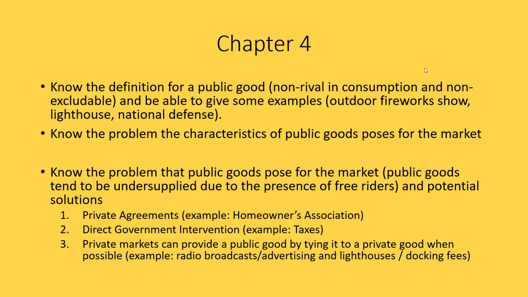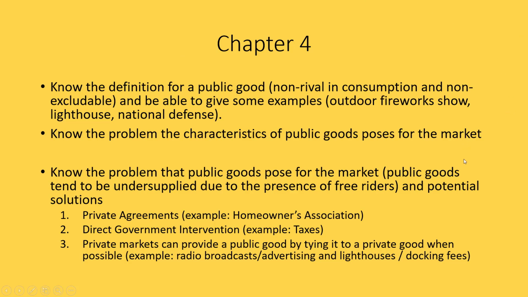Lighthouses are another example of a public good, right? They're non-rival consumption and non-excludable. So how do we make sure that there are lighthouses out there and that the lights are always working? Well, if you use that lighthouse to guide your boat into the dock, you have to pay a docking fee, and that docking fee is used to contribute to the upkeep and maintenance of that lighthouse. So again, by tying something that is excludable or rival in consumption, like space at a dock or advertising space, to a public good, you can make sure that enough of that public good is provided.